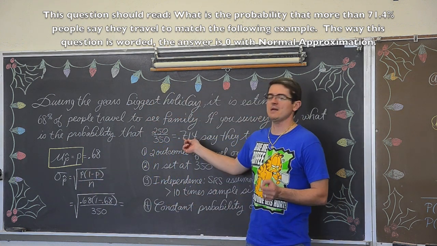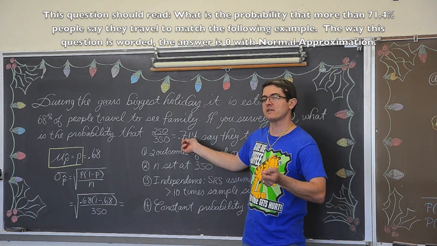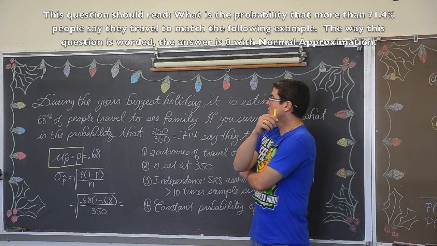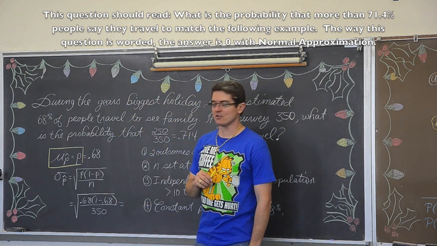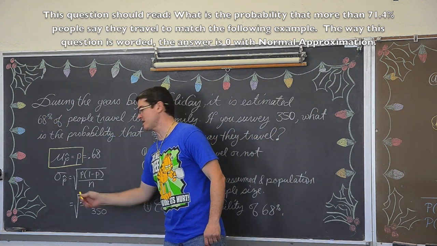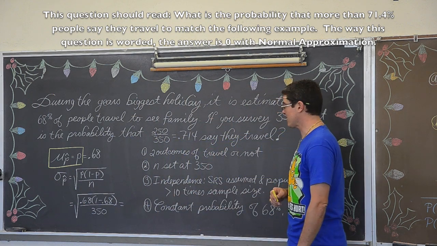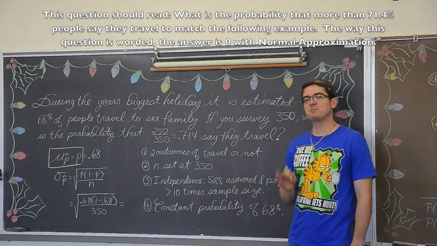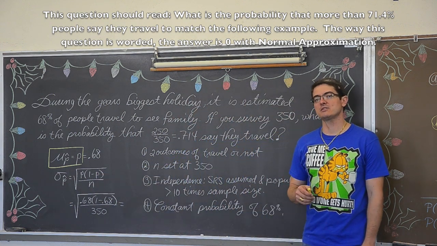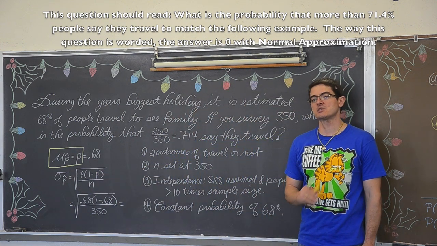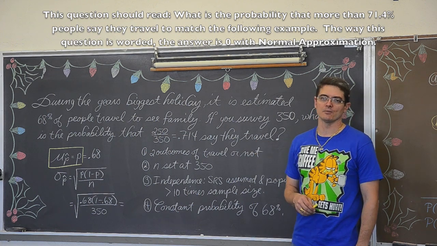And while our sample proportion, or the question, is about 71% of the people saying yes, we're told that indeed 68% of the people travel to see their families. So it's going to be the 68% that we use in our z-score calculation. Remember, you do not use p hat ever in the standard deviation formula, unless you're doing specifically a confidence interval, and that's not what we're doing right here.